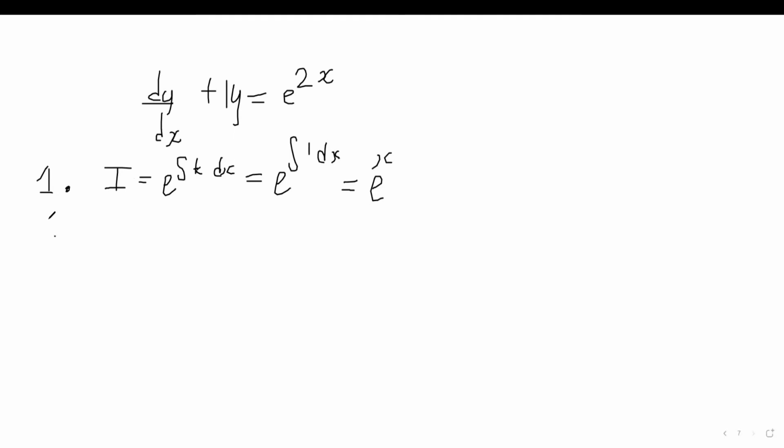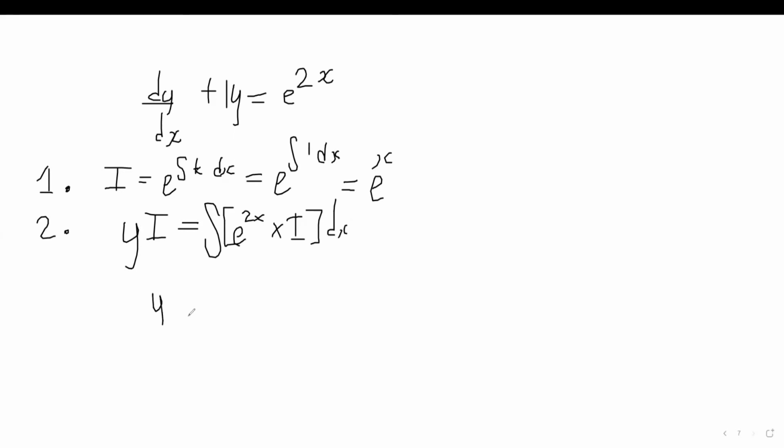Step three now, we're going to multiply y times our integrating factor I, and that is equal to the integral of your function of x, in this case e to the 2x, times your integrating factor I, dx. I'm telling you, it's the same thing we're doing over and over again. All right, we just have to have fun with it.